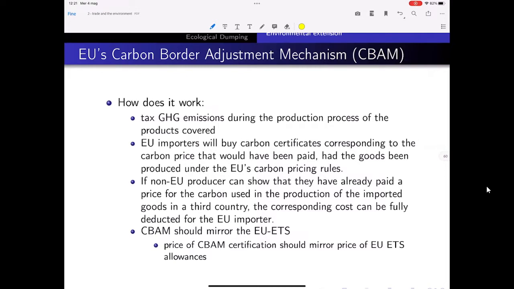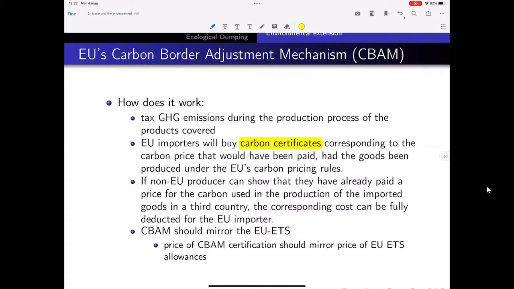So how does it work, or how should it work? This is a tax on greenhouse gas emissions during the production process of products covered. And what EU importers should do is buy carbon certificates corresponding to the price of carbon that should have been paid had the goods been produced under the EU carbon pricing rules. So really, here the intention of the EU is to level the playing field.